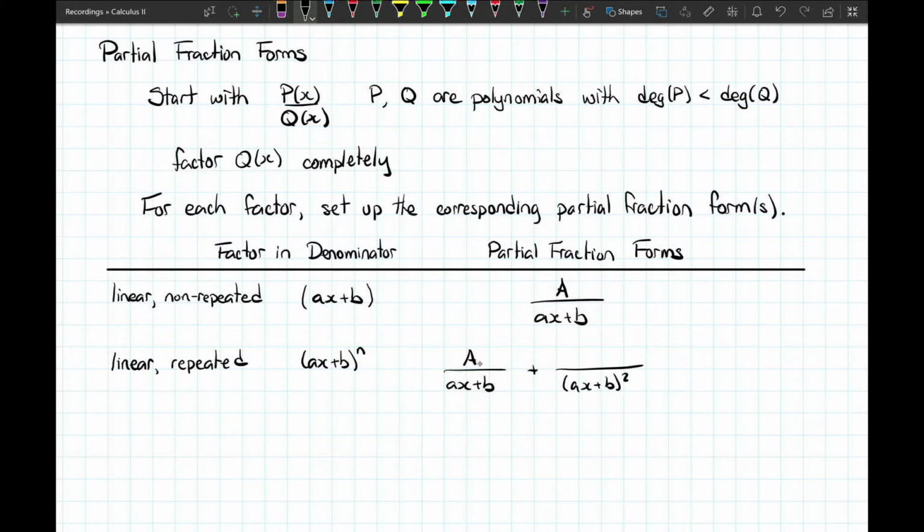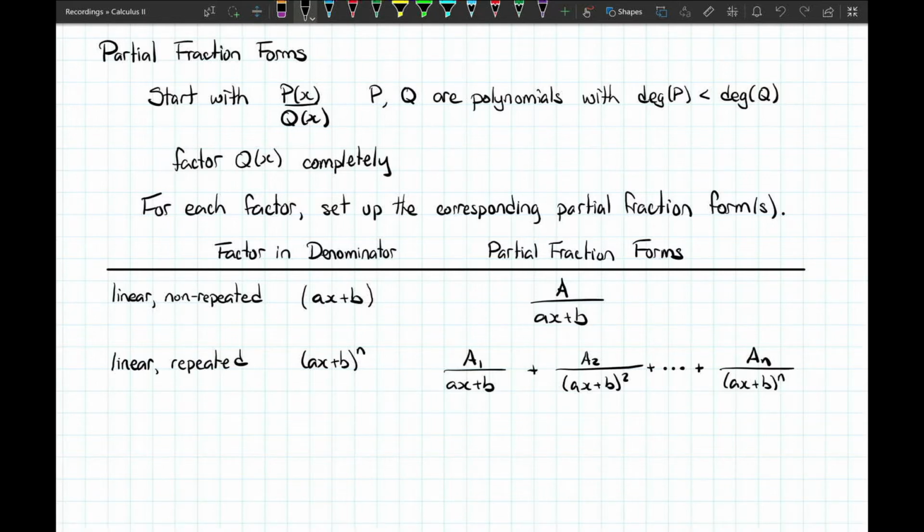So why don't we start labeling our constants with numbers? Constant A1, and this would be A2. And we will continue to raise the power of ax + b in the denominator one partial fraction at a time until we've reached n. And so our last partial fraction would be A sub n over (ax + b)^n.